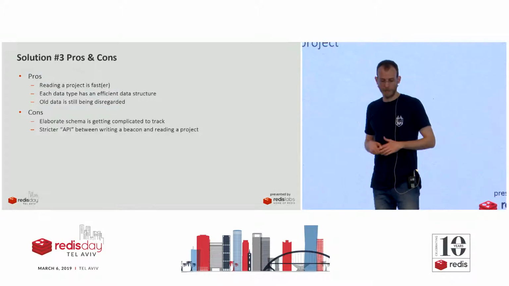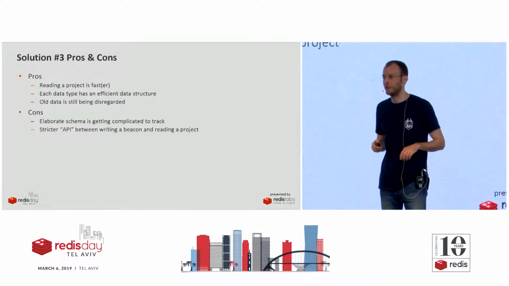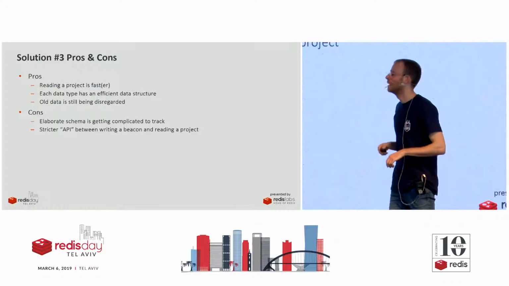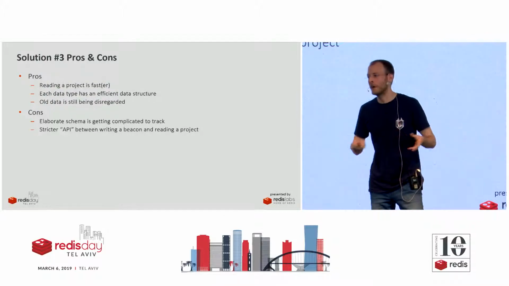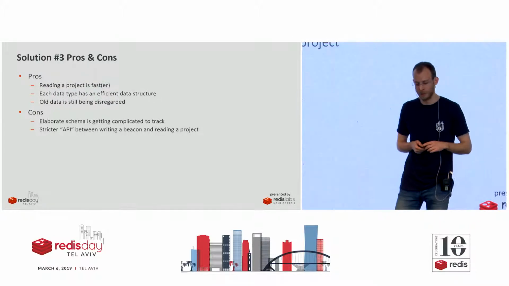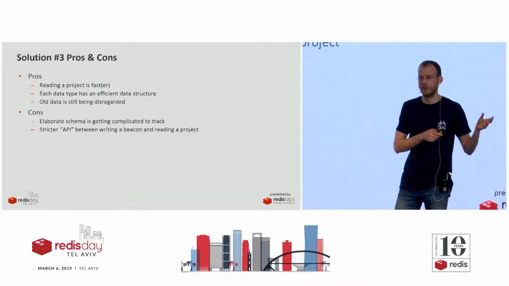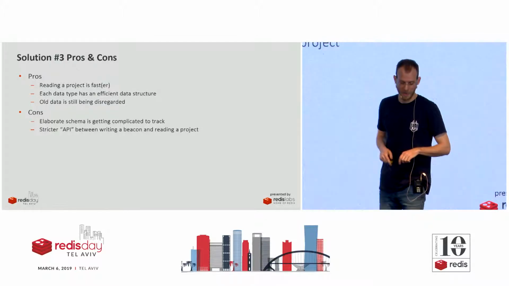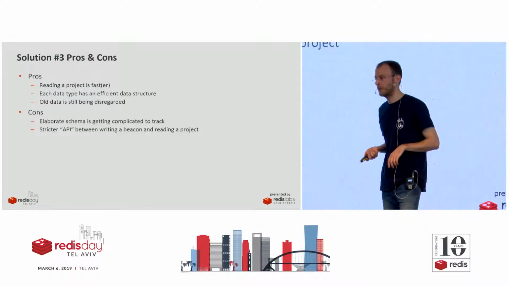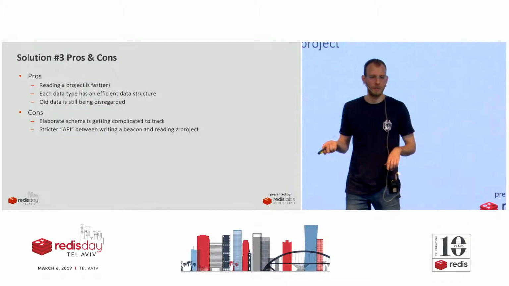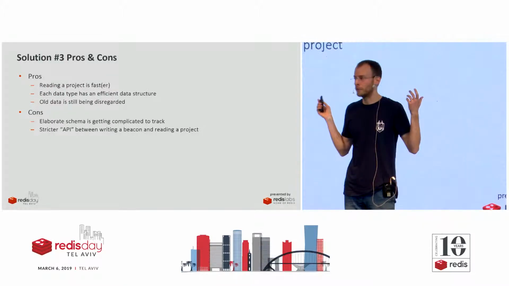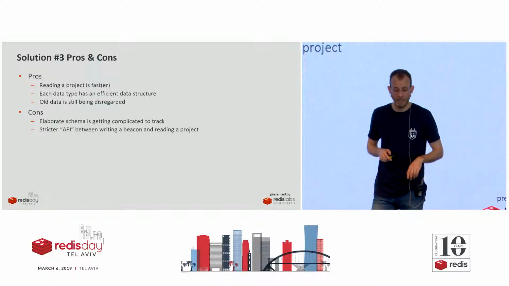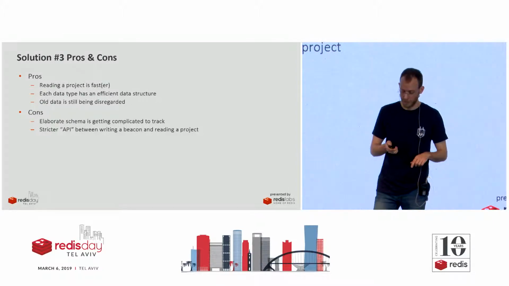On the con side, we're now handling an elaborate schema for everything that we're saving, because instead of just having one prefix of beacons per project, we now have all sorts of keys for the vulnerable functions, for the heartbeats, for the loaded source. We also have a stricter API between reading and writing into Redis. If previously all we did was just throw objects into a list and then retrieve them, now if we're not careful, we could easily break things.